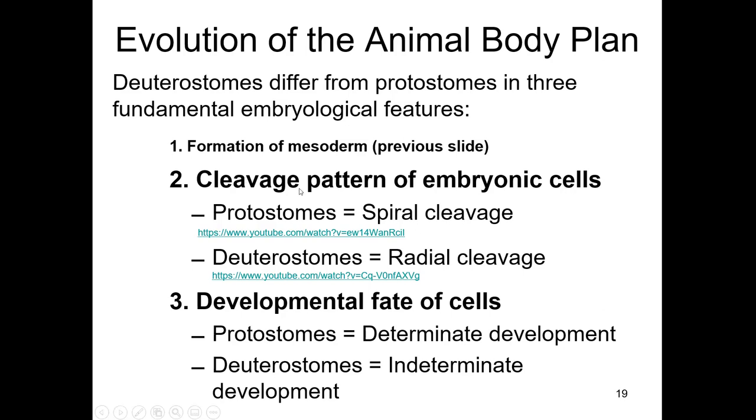But this cleavage pattern means what happens when the 4-cell embryo becomes the 8-cell embryo. At least that's the easiest time when you can view this. So you have a 4-cell embryo, and then each of the cells divide, and you end up with an 8-cell embryo. But the way it looks is different in the protostomes versus the deuterostomes. In the protostomes, it's called spiral cleavage. In the deuterostomes, it's called radial cleavage. But you really have to look at the videos. So I'm going to play these for you.